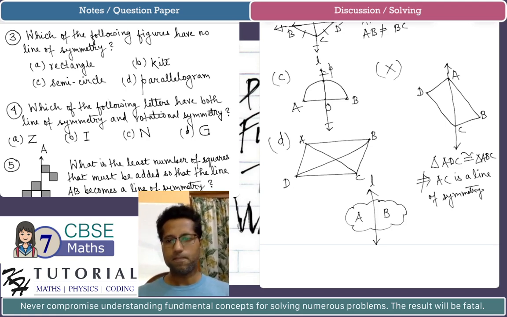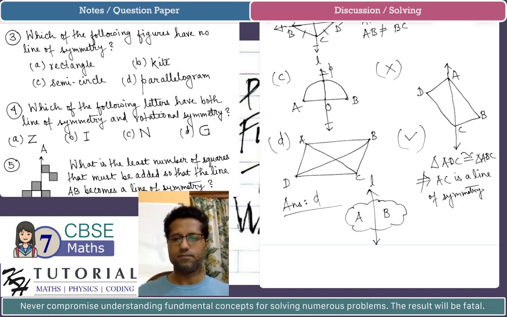So definitely D, the parallelogram, has no line of symmetry. So this is the correct choice. The answer is choice D.